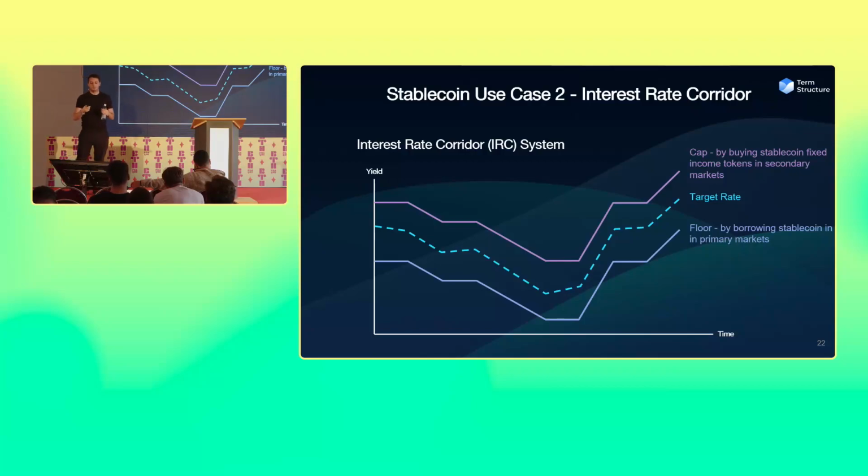So if the interest rate goes down significantly, you can borrow more of your own stablecoin in primary markets. By borrowing more, there's a higher demand for borrowing, and therefore there needs to be a higher interest rate for that, and that's how you push it higher. And equally, if the yield has gone beyond 8%, you can buy your own stablecoin fixed income token in secondary markets. By buying it, the price increases and therefore the yield decreases, and so you're going to have this interest rate corridor.